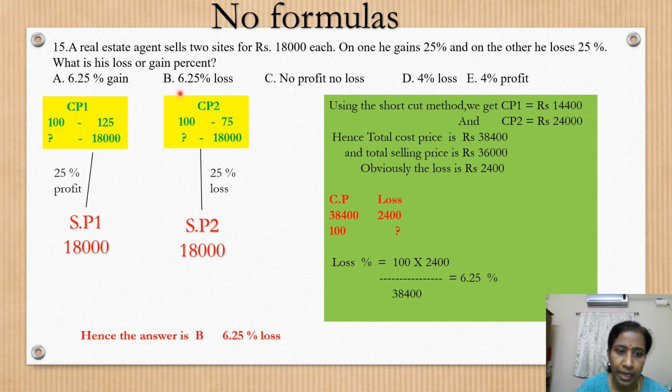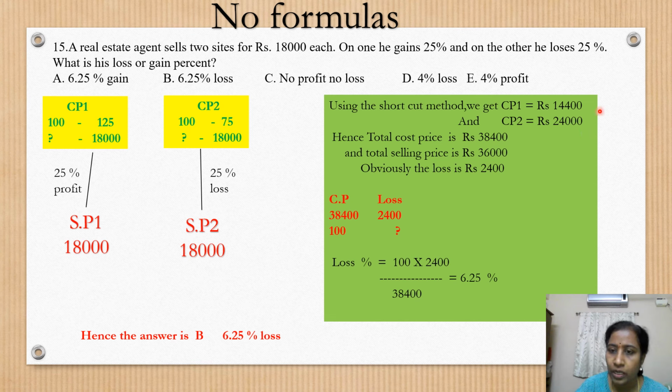Now coming to the second land. Cost price of the second land is 100. I sell it for 75 rupees. Why 75? Because 25% loss. And if I sell it for 18,000 rupees, what is the cost price? So 100 into 18,000 by 75, and I get 24,000 rupees.